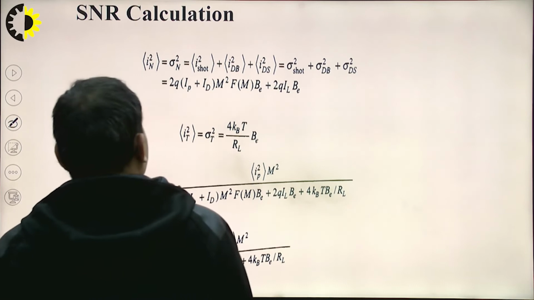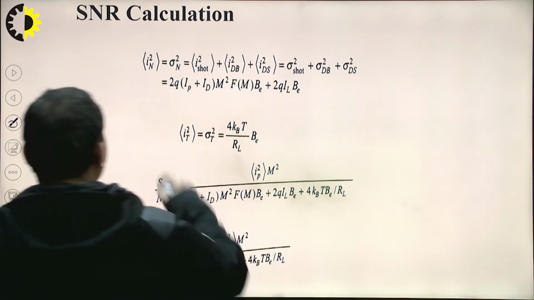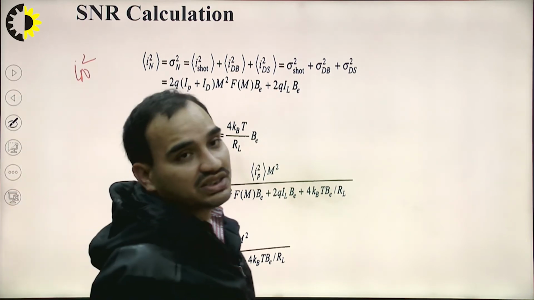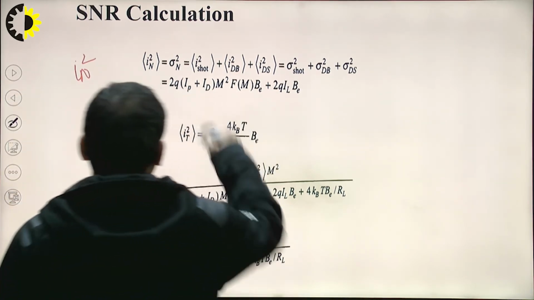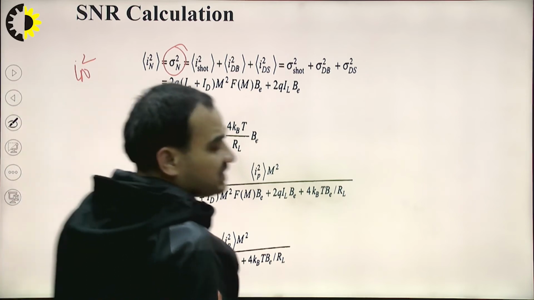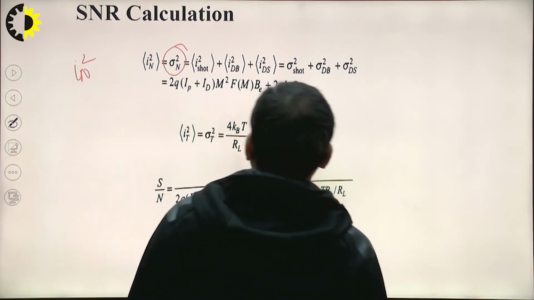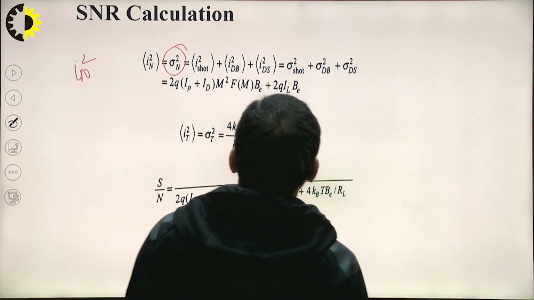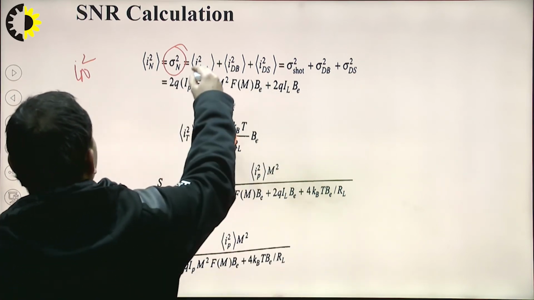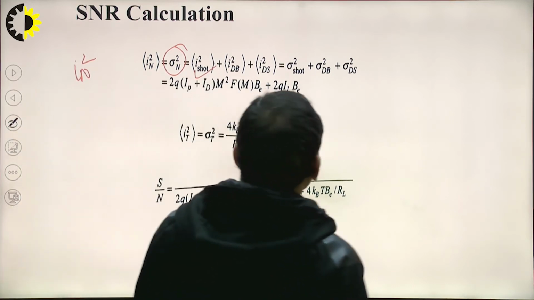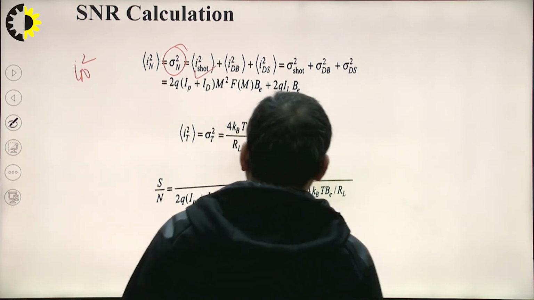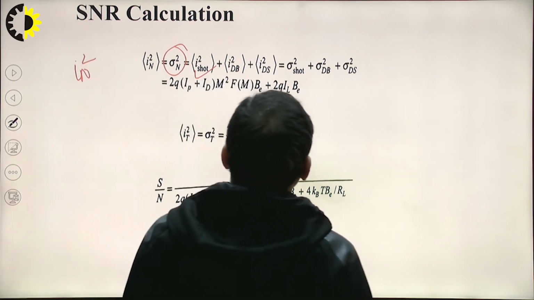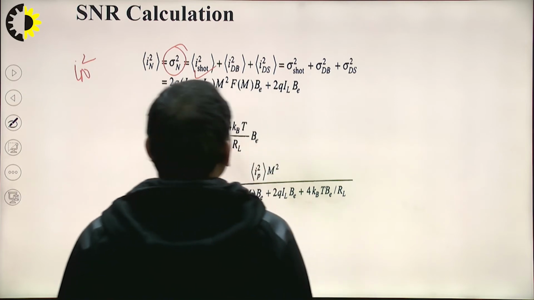So the noise current is given by In, and its square is nothing but the power of the noise, or we can say the variance of the noise, that is sigma square. It is a combination of different noise. It may be due to the dark current, it may be due to the shot noise, or it may be due to the series. So it is the combination of sigma square for the shot noise plus sigma square for the dark.